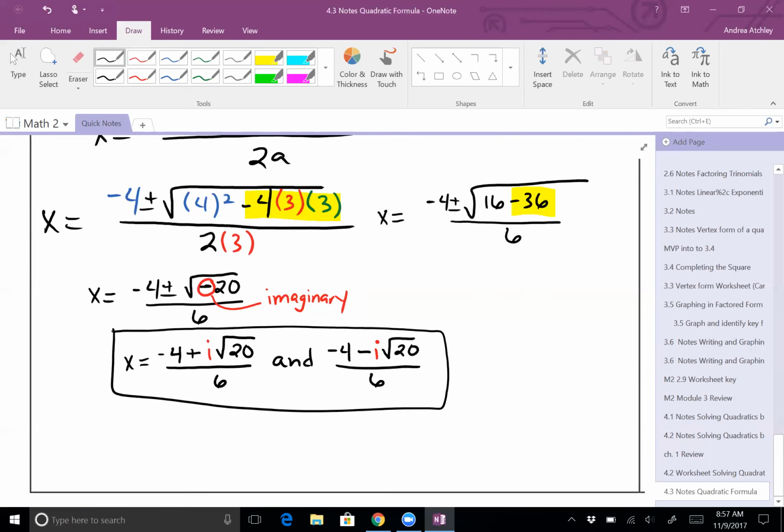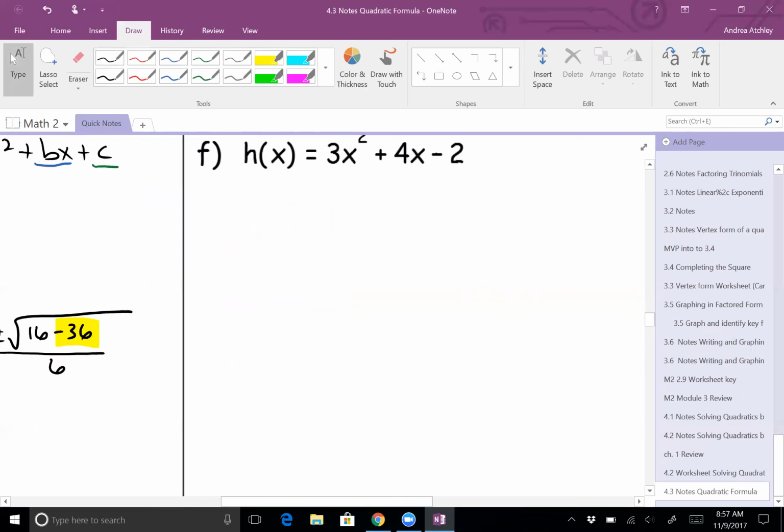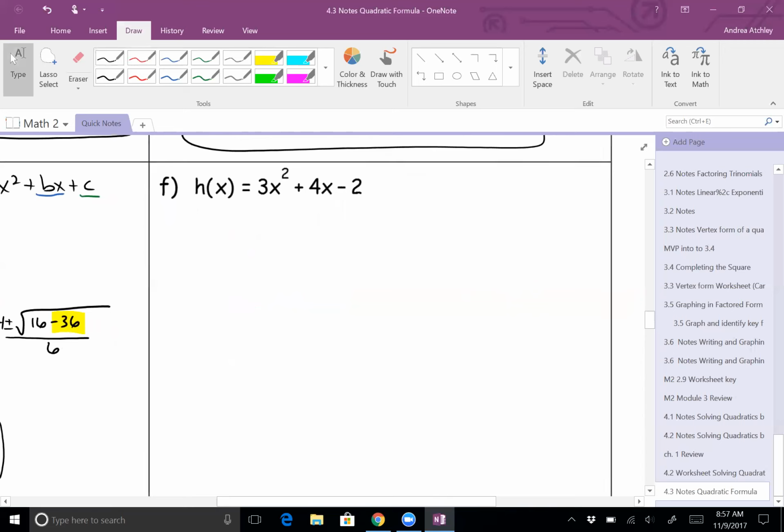Any questions over that? Okay, try the next one in your pairs. Help each other out. Label a, b, c, all that good stuff. Seeing the quadratic formula as you're writing it down. That's good.